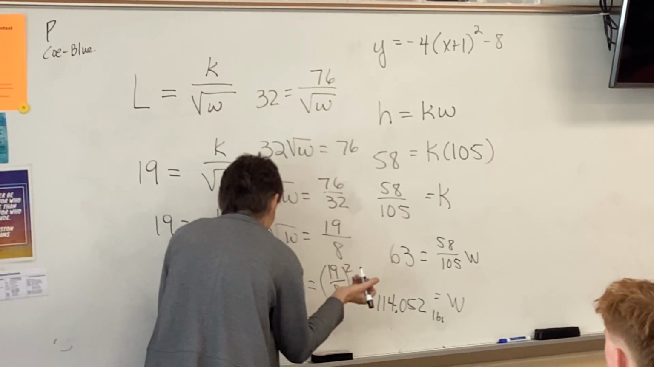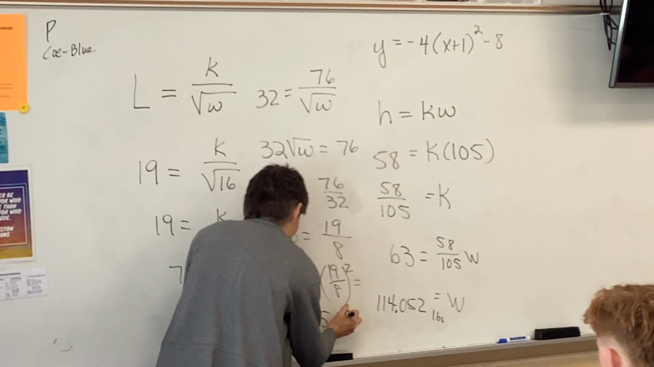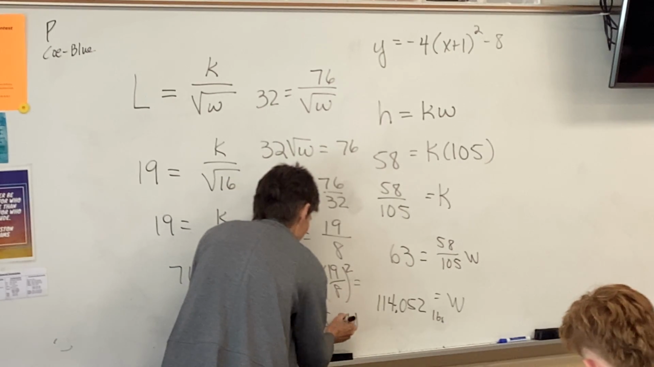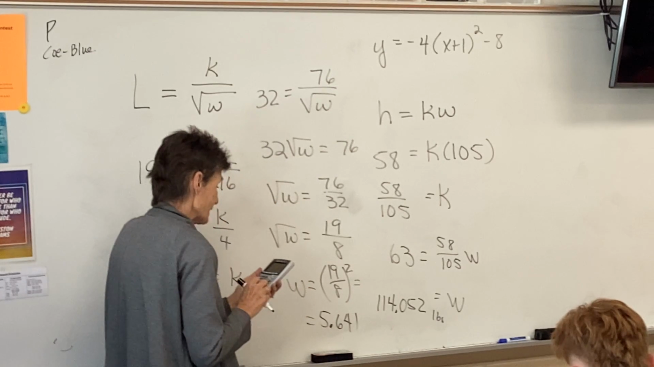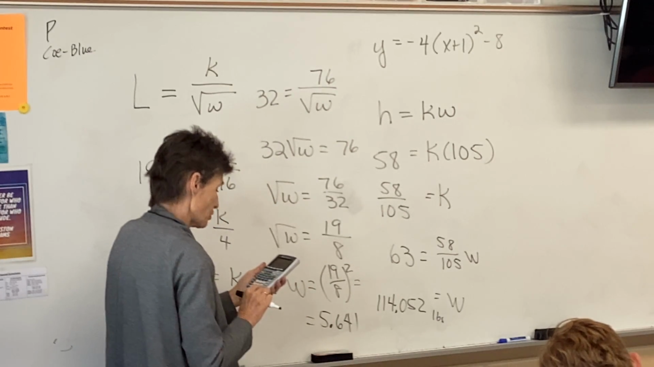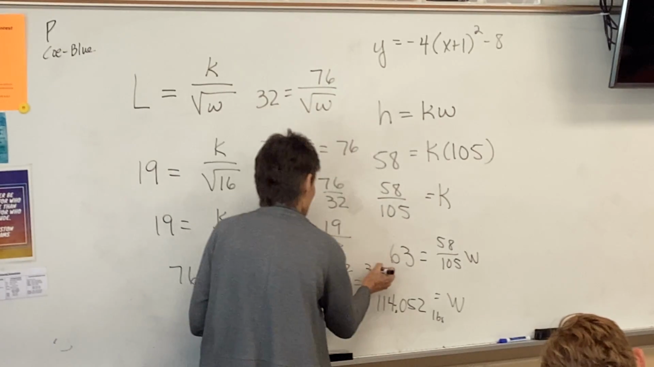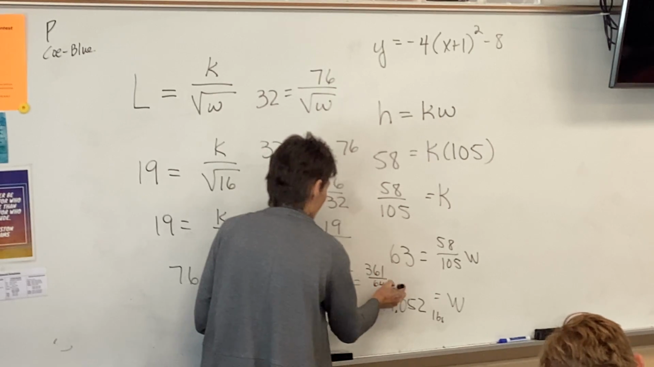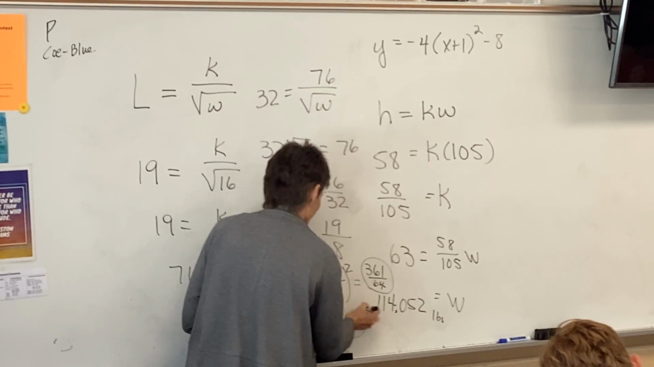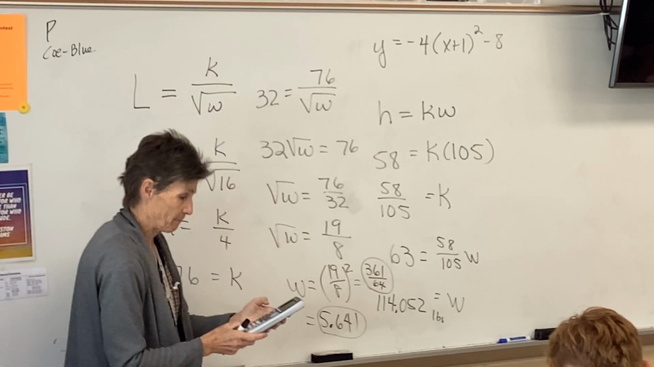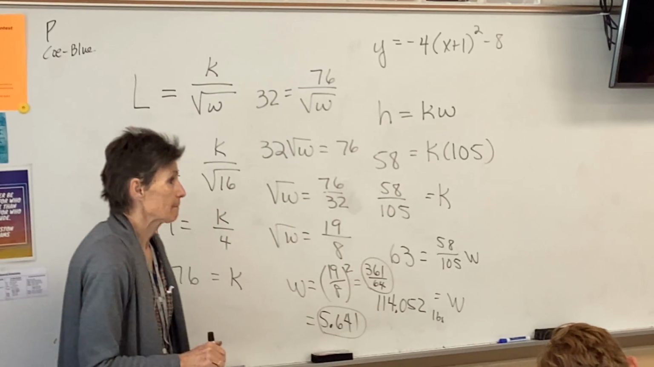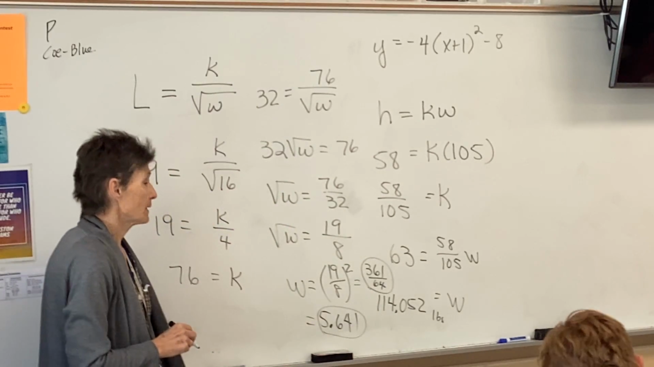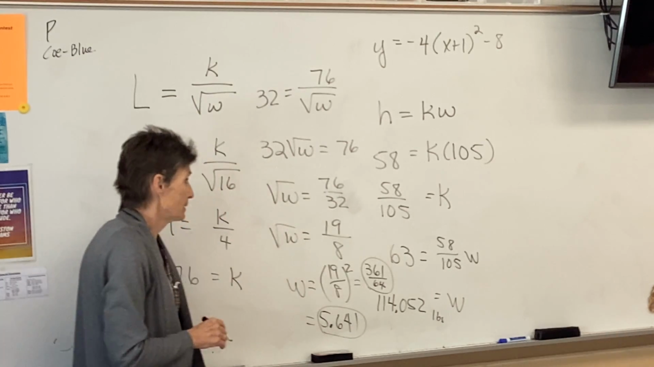So if I write it as a decimal, I got 5.641. If I leave it as a fraction, which would be fine, I get 369 over 64. So either one of those is perfectly fine. So we'll have a little template. Could you do the arithmetic like this?